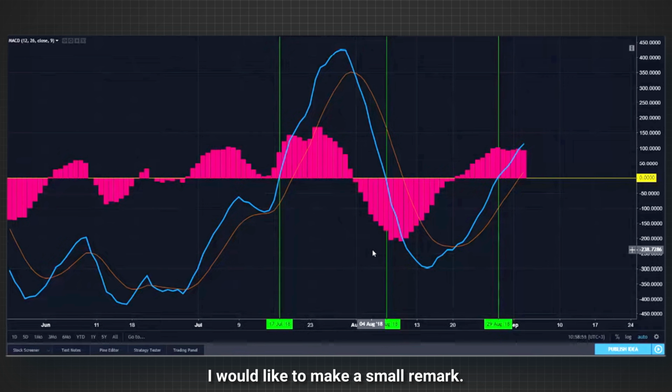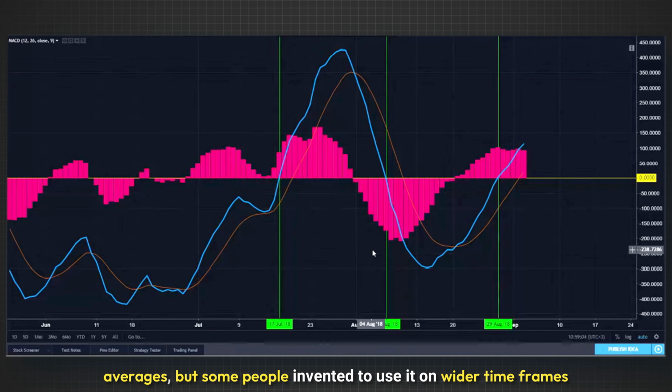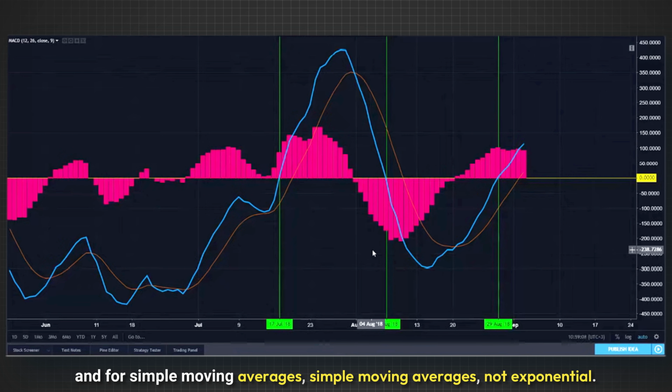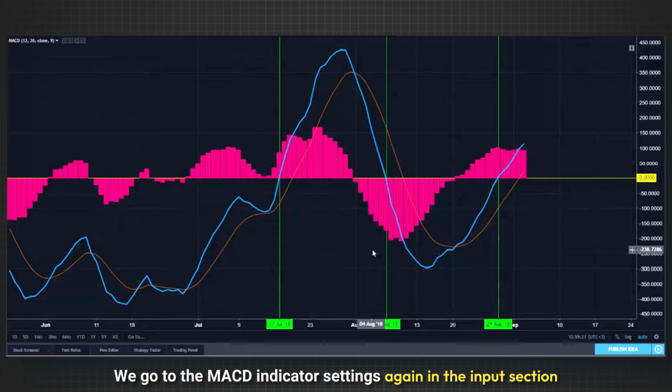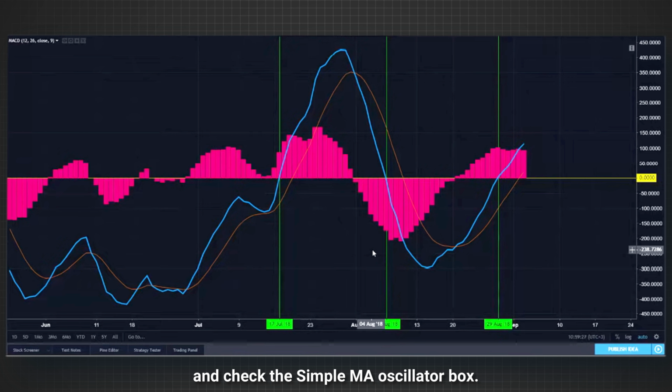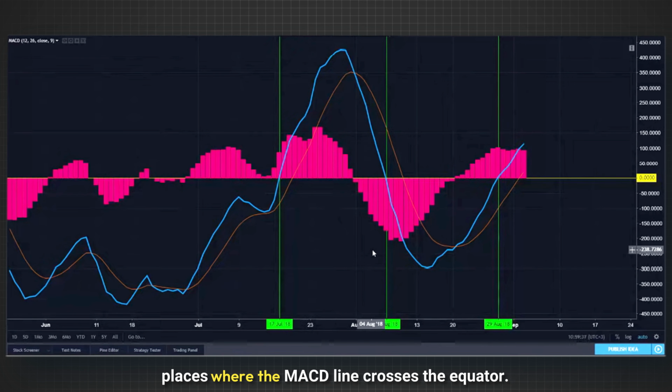I would like to make a small remark. The MACD indicator was originally invented by its author for exponential moving averages, but some people invented to use it on wider time frames and for simple moving averages, not exponential. This feature is also available here in the MACD indicator on TradingView charts. What do we need for this? We go to the MACD indicator settings, again in the input section, and check the simple MA oscillator box. Click OK, and we see that our green vertical lines no longer coincide with the places where the MACD line crosses the equator.